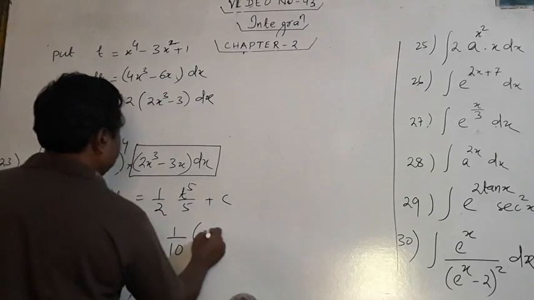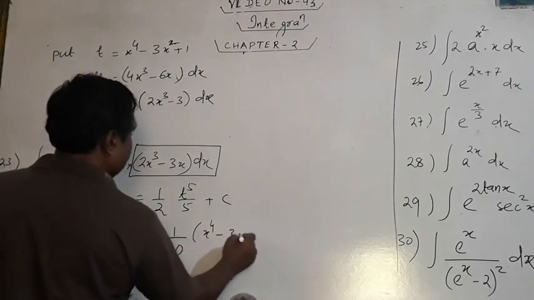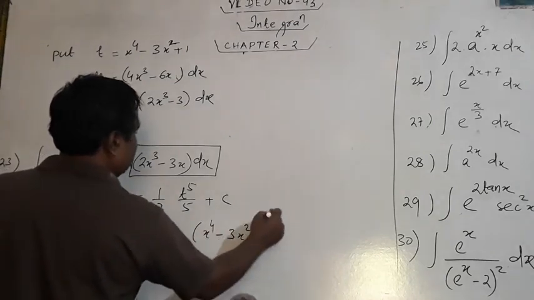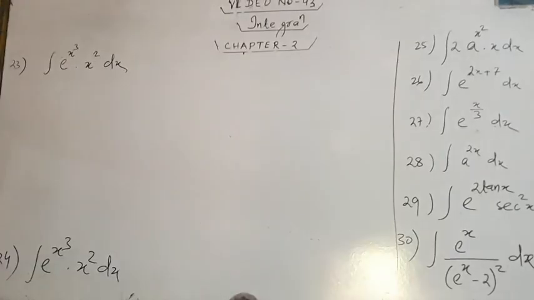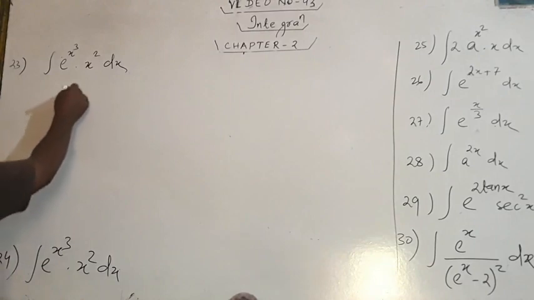T to the power 5 is x^4 minus 3x square plus 1 to the power 5 plus c. Okay. Now put t is equal to x cube here.